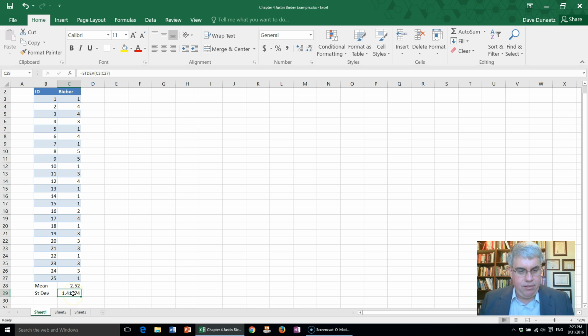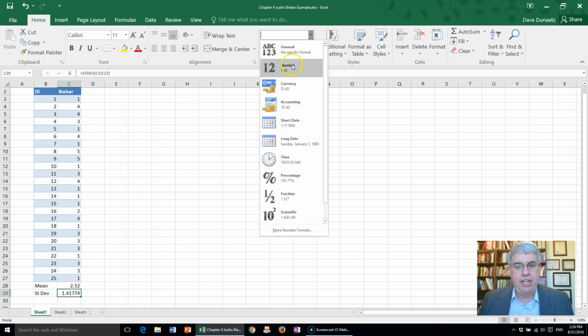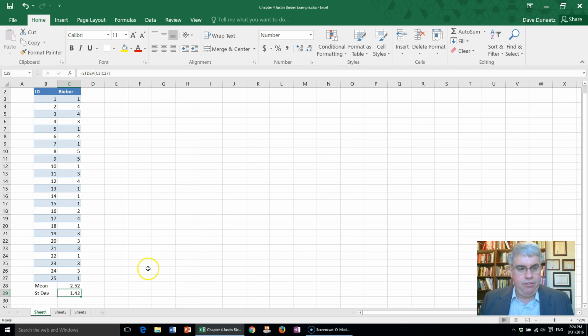Now that's an ugly number. Let's round that. So I highlight that cell, I go up to the number section, and I go to general, and I change it to number, and that rounds it to 1.42. Now what does that mean? That means that most of the scores are within 1.42 points of the average, 2.52.